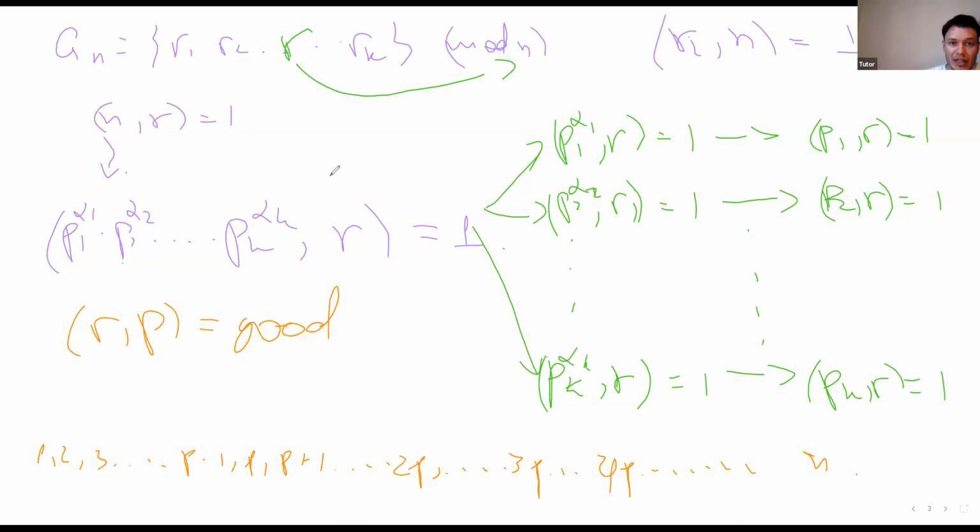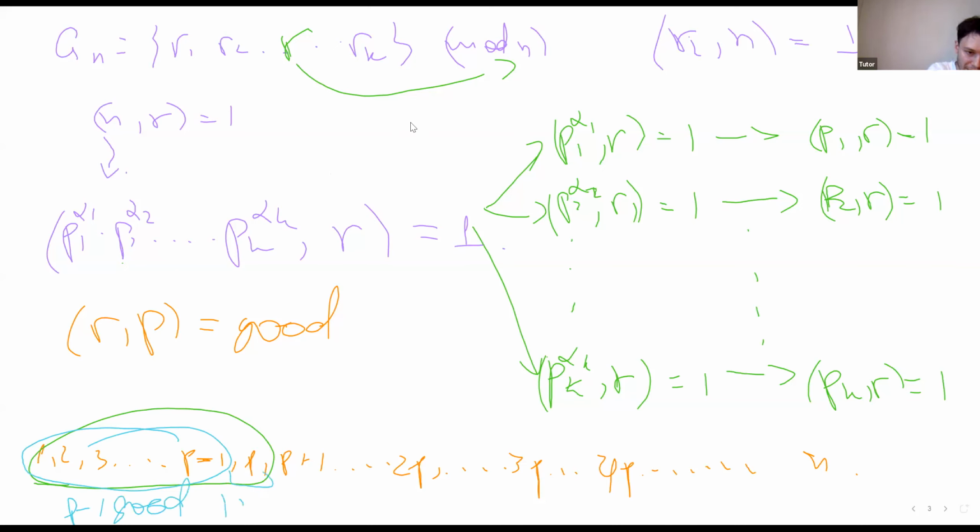Well, if you look in this set all the way until p, this here is p minus 1. Then what do you see? You see that all of them are good. So this chunk here has p minus 1 of them good, and then you see one bad. So in every group of p of them, the same story is going to happen. Between p plus 1 and 2p, p minus 1 are going to be good.